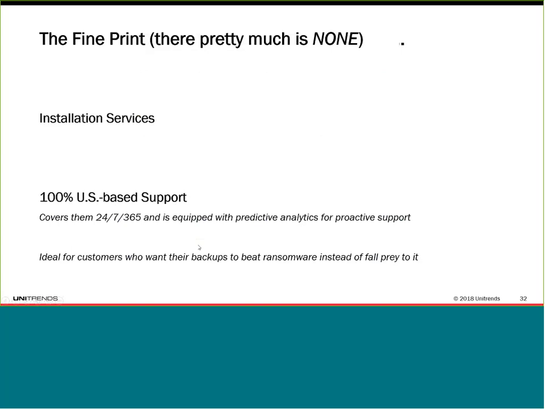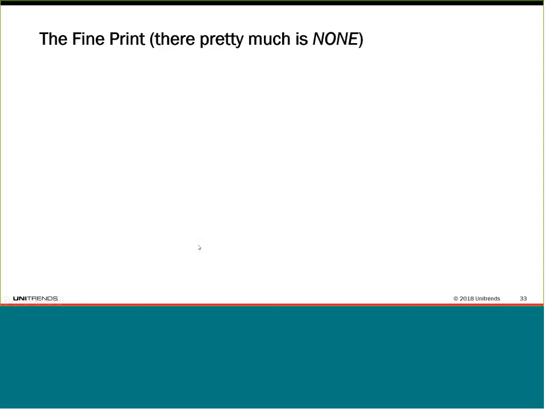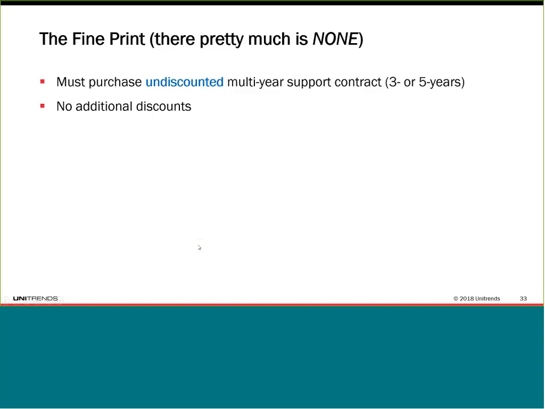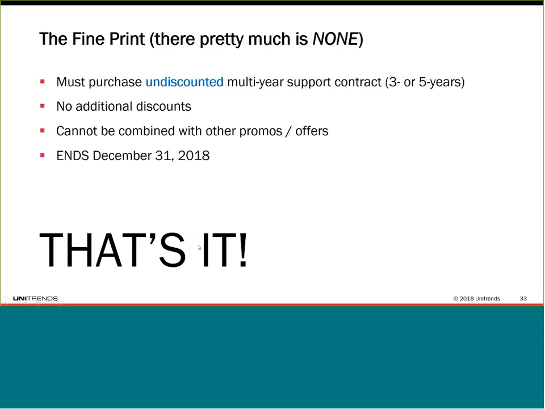To get into the fine print, right, this is a promo. There really isn't much, but it's worth going over. You must purchase undiscounted multi-year support, 3 or 5 years. There are no additional discounts that can be applied, it can't be combined with other promos or offers, and this really ends at the end of the year, December 31st. And that's it. That's really it. So an awesome offer to get a Unitrends Recovery Series in your environment for a much lower cost than it would be at any other point in the year.